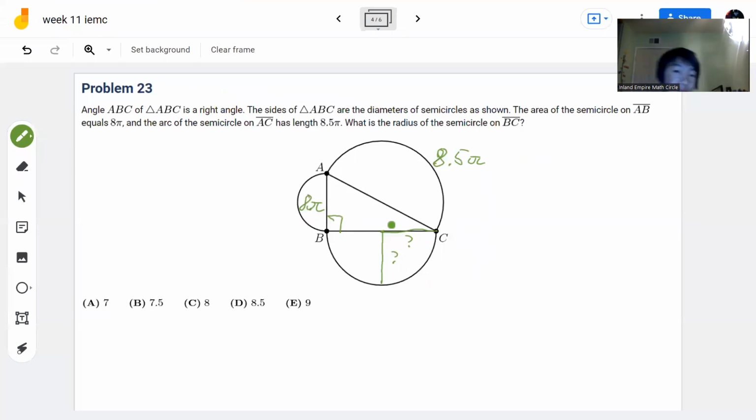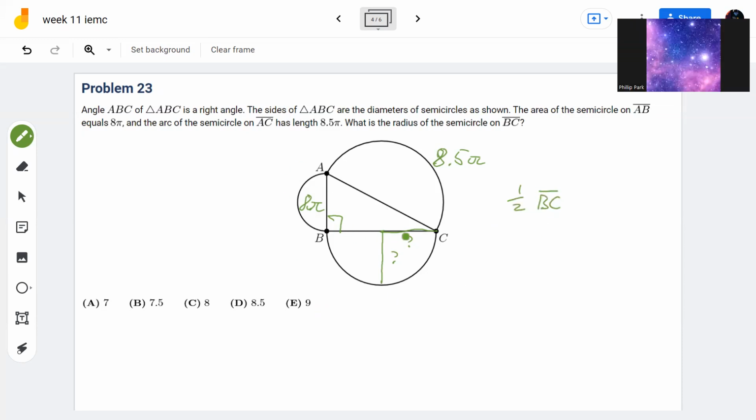All right, it seems pretty intimidating, but it's not that bad. Let's break down the question. How can we find the radius of this? We need to work backwards, right? We know this is a semicircle going across this whole side, so the radius is just half of the side length. The side length BC is the diameter of the semicircle, so what we're looking for is half of BC, one half the length of BC.